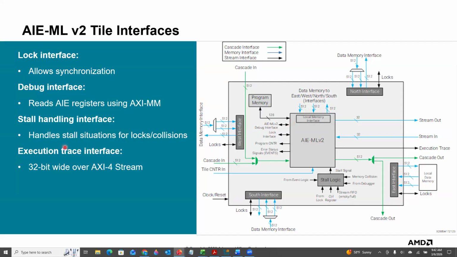This stall handling interface, again, if I have memory that's needed by two different tiles, and basically one of the tiles has to wait, the stall logic will say, okay, it's like an enable signal. It keeps this from executing until it has access to the memory.